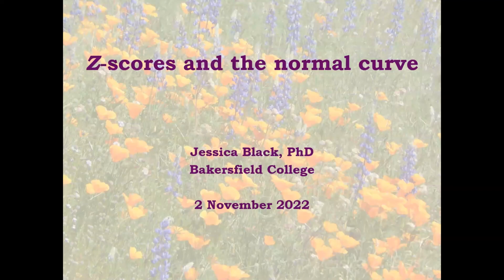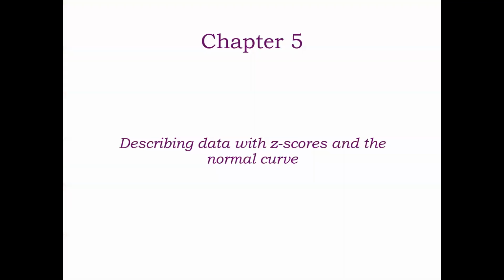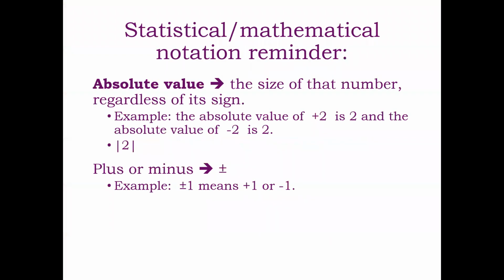So this will cover topic 5, z-scores and the normal curve. This corresponds to chapter 5 in your textbook. So let's start with a quick reminder of how math works.